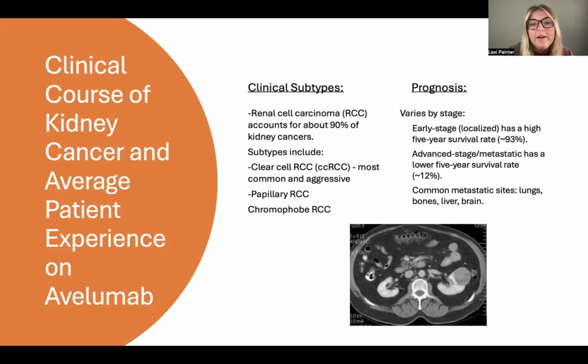And the prognosis varies based on the stage at diagnosis. So early stage kidney cancer has a better prognosis with a higher 5-year survival rate, whereas advanced stage kidney cancer has a poorer prognosis. And the 5-year survival rate for localized kidney cancer is around 93%, whereas for metastatic kidney cancer, it drops to around 12%. And kidney cancer often spreads to the lungs, bones, liver, and brain. And metastasis is common in the advanced stages, which leads to a more challenging treatment plan.